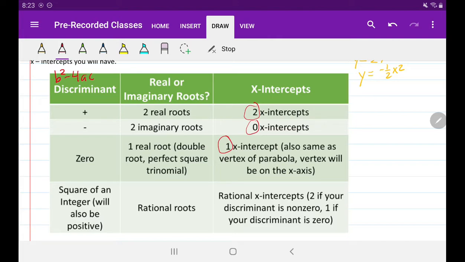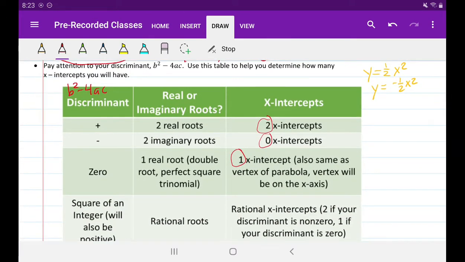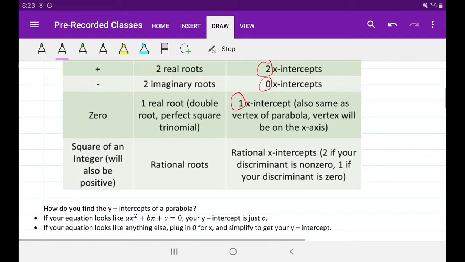So, if b squared minus 4ac is positive, then you have 2 x-intercepts. If it's negative, then you have no x-intercepts. And if it's 0, then you have just 1 x-intercept. Okay, so that's a good way to help you figure out what kind of parabola you're looking at. You don't necessarily have to do it. It's a good check, but that's the information there if it does come up, okay?